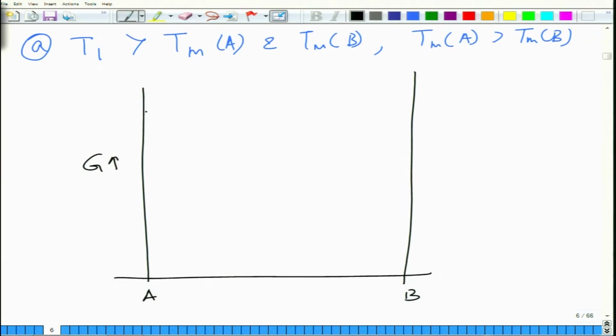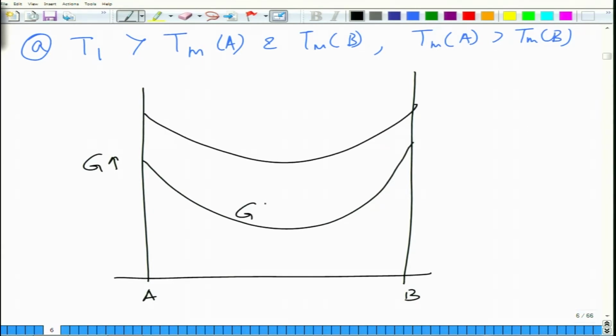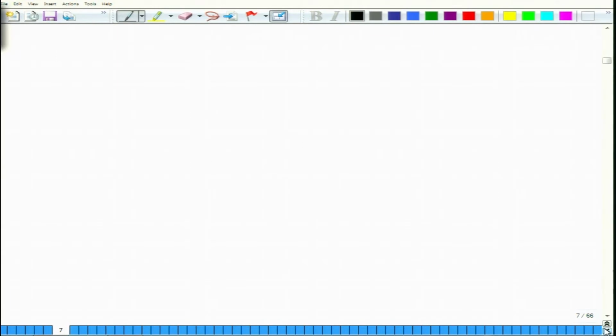So, what you will have is free energy of liquid being, so this is G liquid, this is G solid. So, free energy of liquid is lower all throughout the composition range. As a result, liquid is the stable phase at equilibrium at temperature T1. All right. So, remember that.